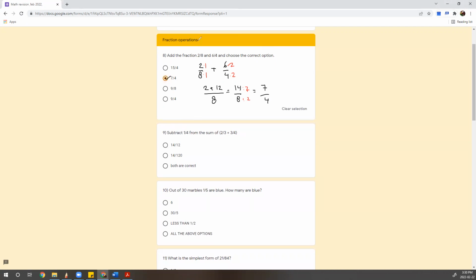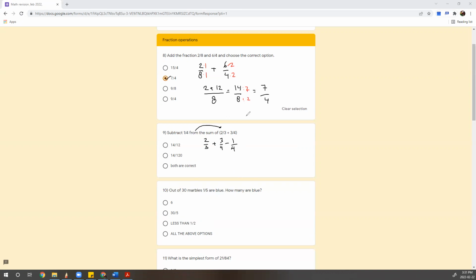And then for the next number, subtract this from the sum of 2 over 3 and 3 over 4. So "from" is always first. So 2 over 3 plus 3 over 4, right? And then you subtract 1 over 4.